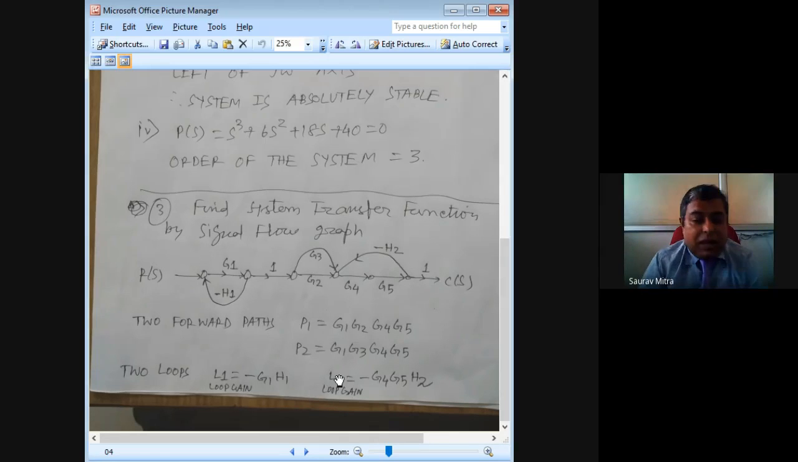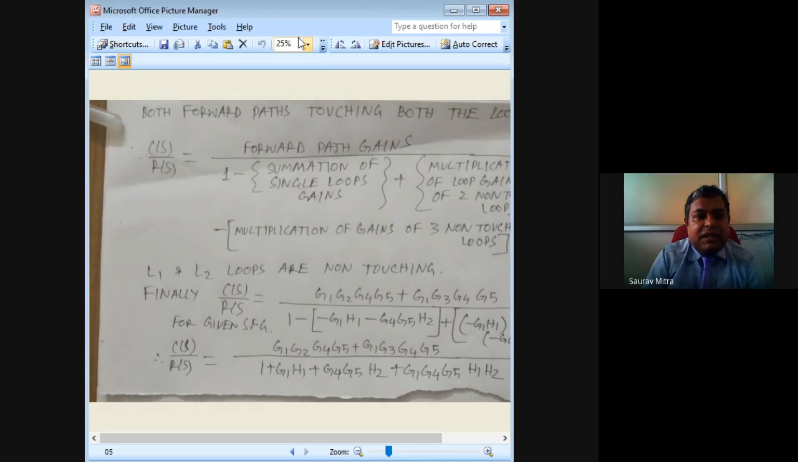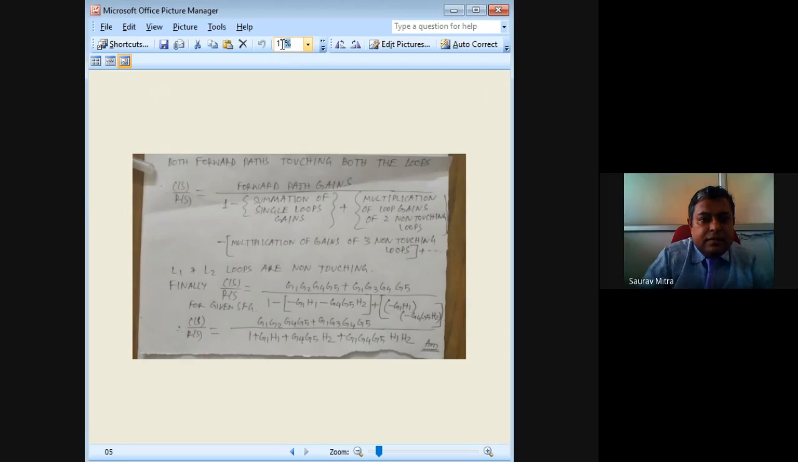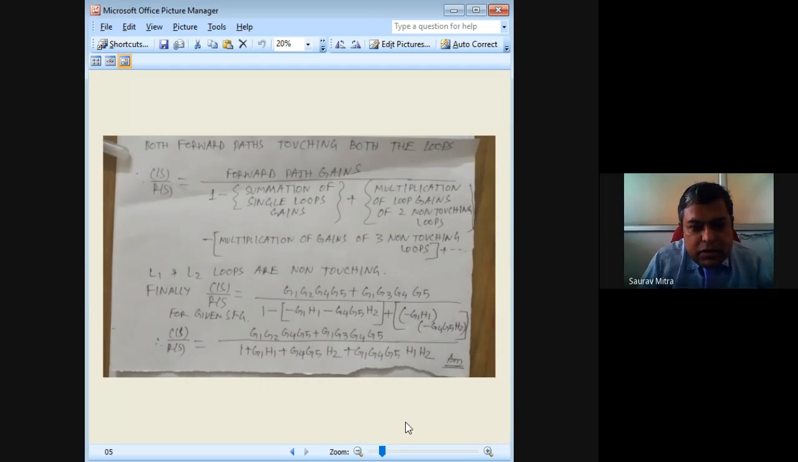Now let us see how to implement Mason's gain formula and how to write the transfer function of this overall system. It is given here in this diagram. I'll just reduce the size of the diagram a little bit. Those who are there, you can take a screenshot. Both forward paths touch both the loops. That is one very important thing you have to write: there is no loop which is not touched by the forward path. So both forward paths are touching both the loops.